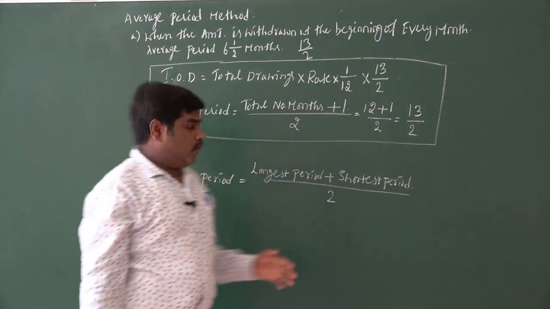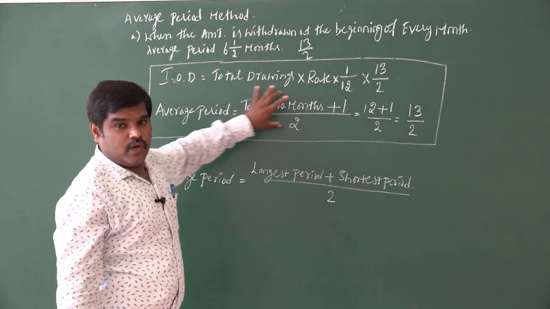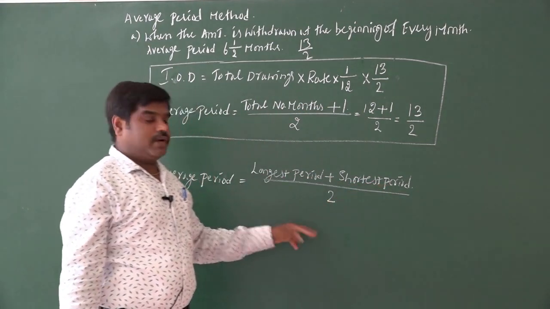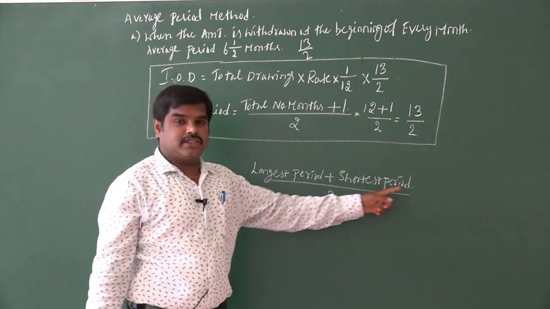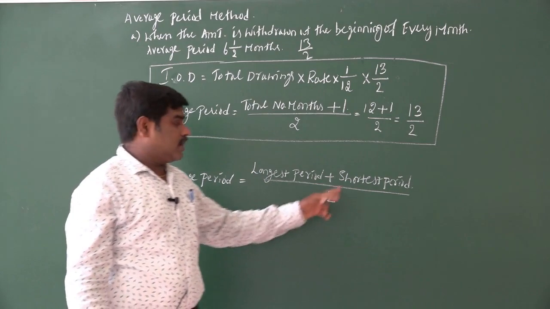Similarly, we have one more method. You can apply this method also, but the NCERT textbook says to go for the first method. Okay, longest period plus shortest period divided by 2, you are going to get the average period. What is the longest period? What is the shortest period?